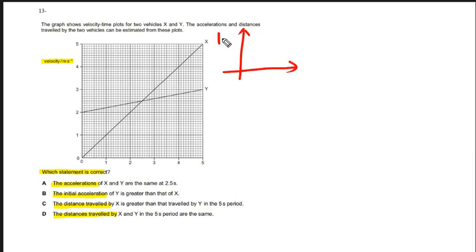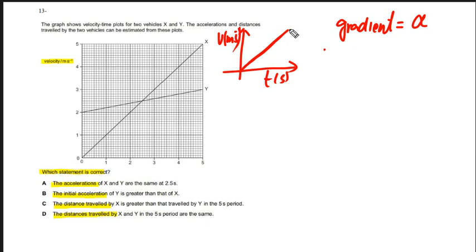Let's say we have velocity on the y-axis, and we have time on the x-axis. So let's say this is a line on a velocity time graph. What is the gradient of this line? It means the gradient of the VT graph. I will simply write down the gradient, that is equal to A.